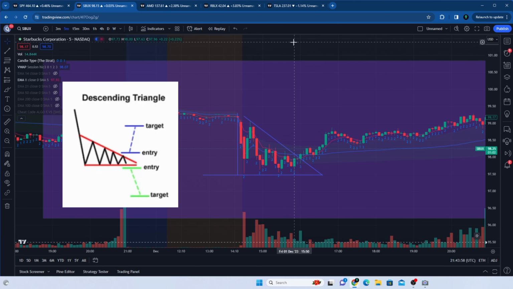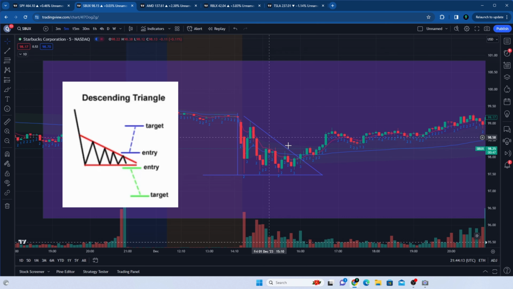Now, anyway, back to it. This is what we call a descending triangle. It is exactly what it looks like. I'll throw up an image again right here. No need for all that. It's exactly what it looks like, but this was such a textbook, amazing breakout trade.